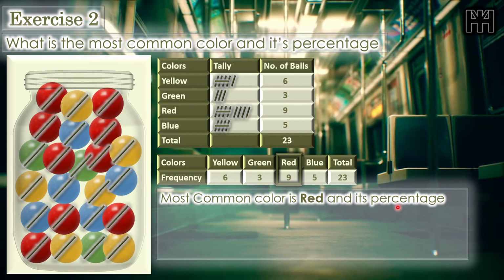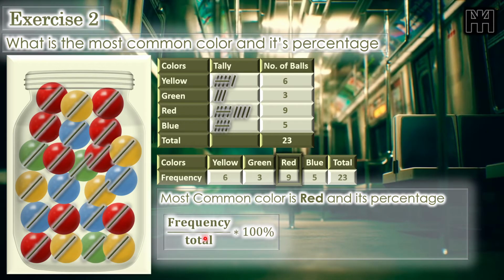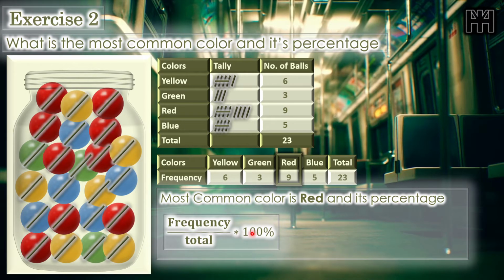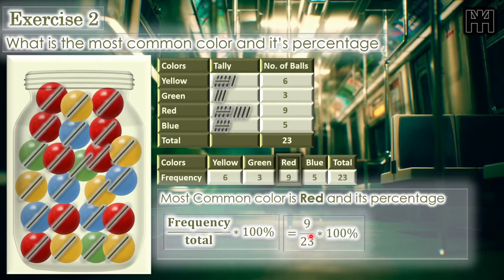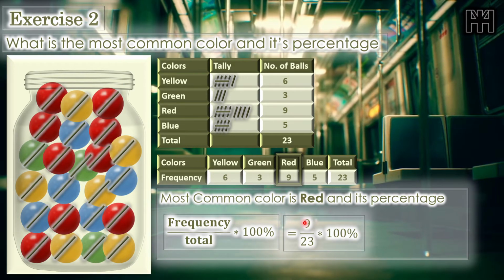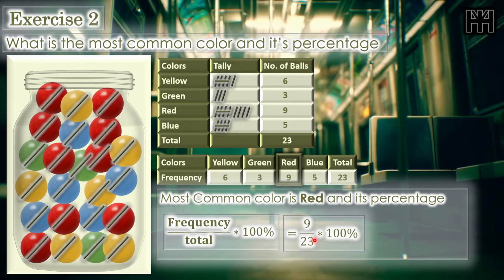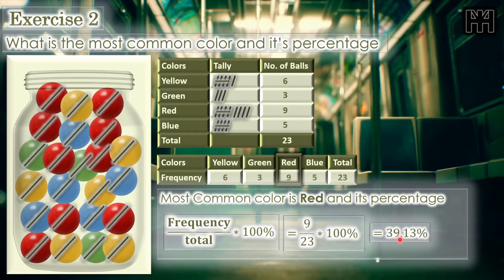Okay, the most common color and the percentage. Remember, the frequency over the total multiplied by 100%. It equals 9 over 23. 9 is the frequency of the red and 23 is the total. Multiply by 100% equals 39.13.